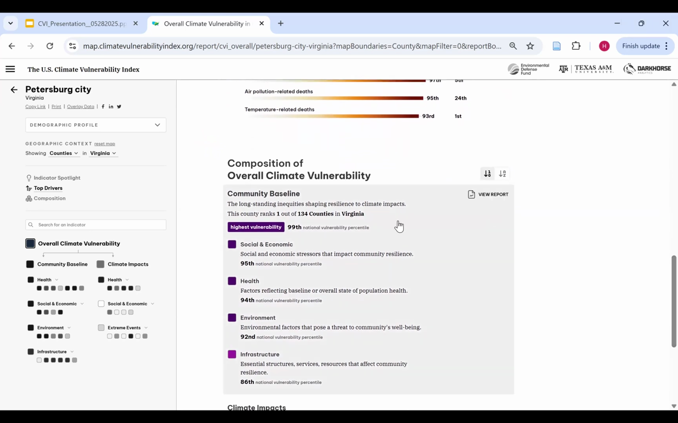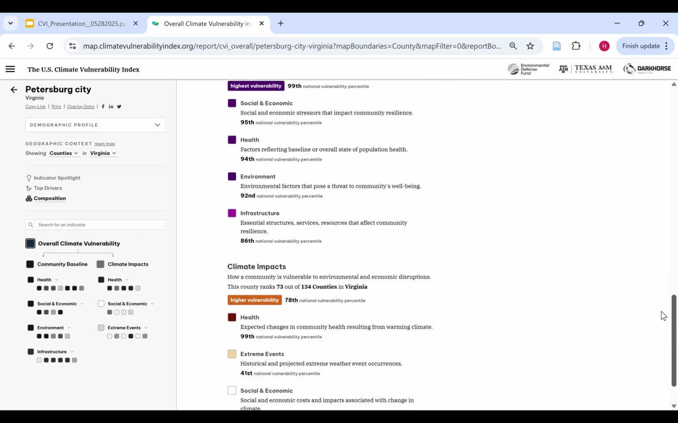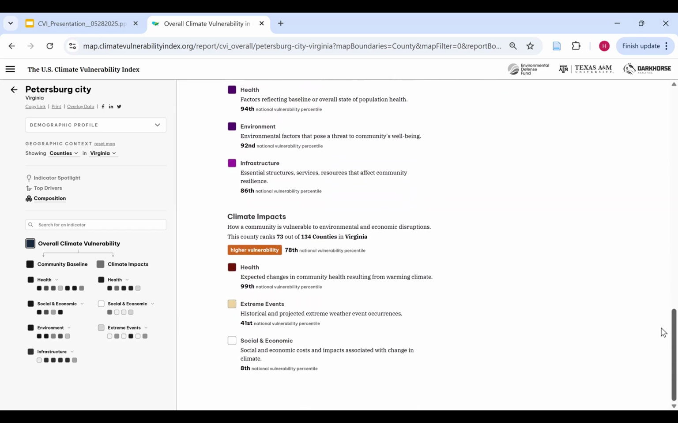A lot of seniors don't use heat in the summer. They try to save energy. It's also ranked number 1 in community baseline, the overall baseline, combining social, health, environment, and infrastructure components. We have the highest vulnerability in the state. On climate it is ranked 73rd, because we only have a river. We don't get hit really by tornadoes, but once or twice.